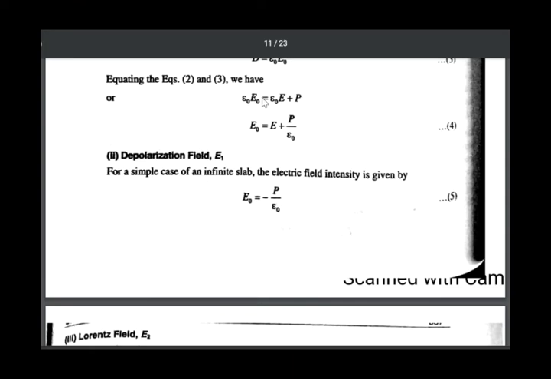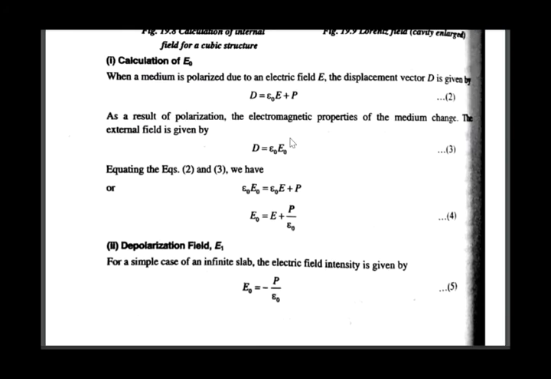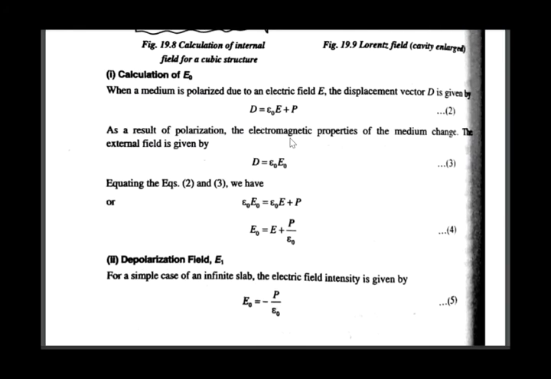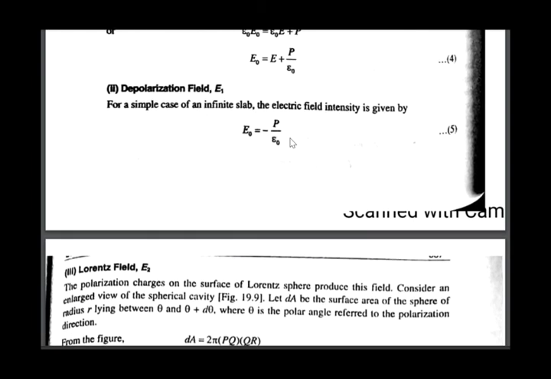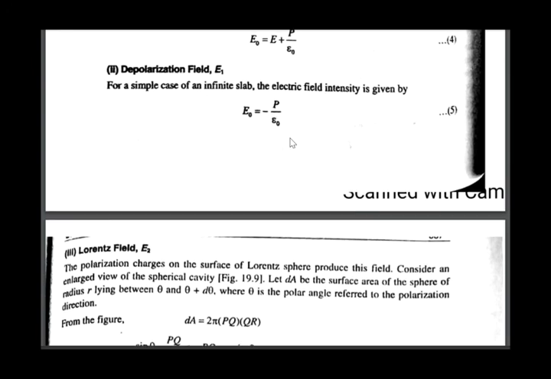So from equations 2 and 3 we can write, in place of D you can write epsilon naught E naught and equate it to epsilon naught E plus P. So E naught is equal to E plus P by epsilon naught. So this is when the external field is applied.